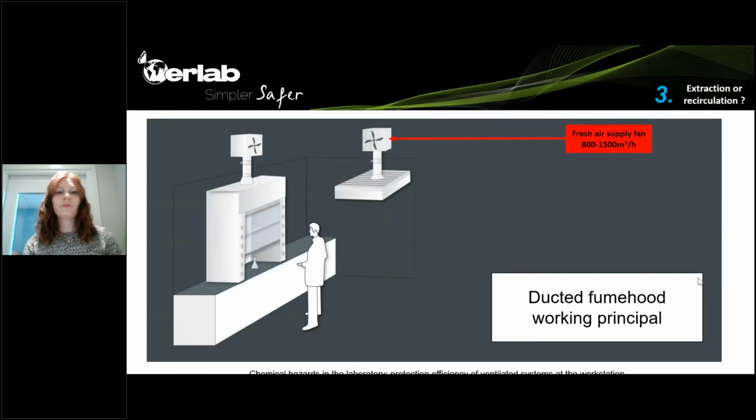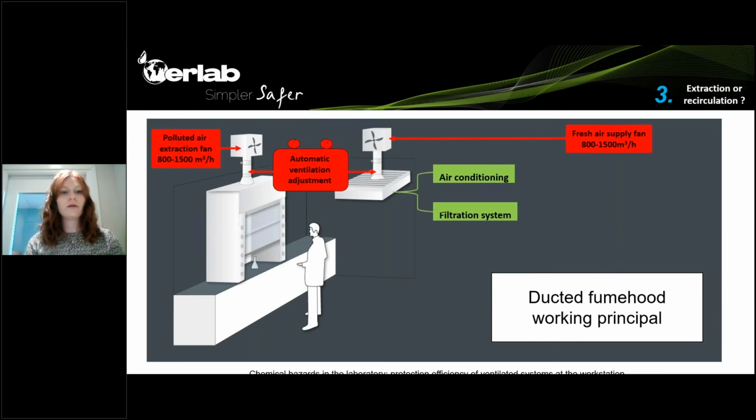The working principle of a ducted fume hood is that chemicals are handled under the enclosure, and then all the polluted air is extracted through a fan that can extract around 800 to 1,500 cubic meters per hour. But as you can imagine, the air needs to be compensated back inside the laboratory to keep a good pressure, which means that the air that has been extracted will need to be introduced again inside the laboratory.